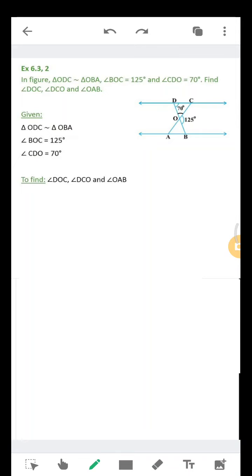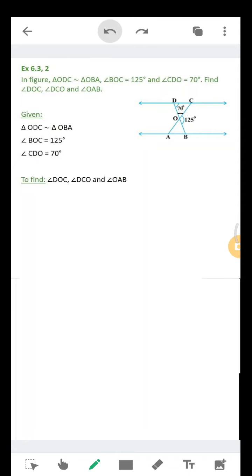Now angle BOC is given as 125 and CDO is given as 70. So this angle is given as 70 and this angle is given as 125. We need to find the other three angles, DOC, DCO and OAB. So let's see how to find them.